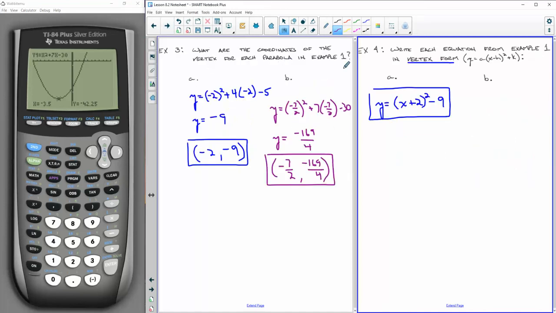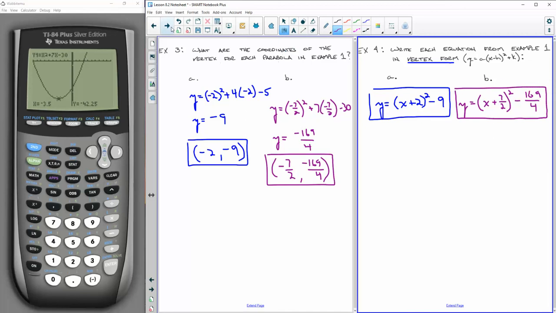All right, and then write it in vertex form, no problem, because we got the vertex. Y equals x plus 7 halves squared. That's a translation, 7 halves units or 3.5 units to the left, minus 169 fourths. That represents the translation, 42.25 units down. And there is no vertical stretch on it. Talk more about that in these next couple examples, okay?